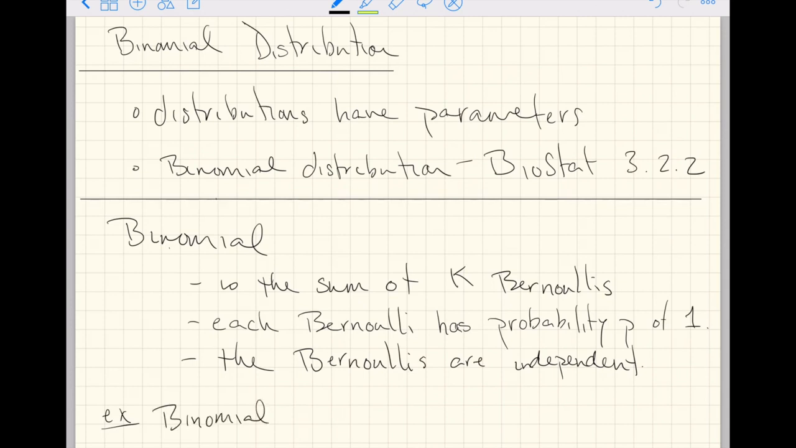A binomial distribution describes Bernoullis in batches. Let's rewrite the word batches so you know what I'm saying here. Batches of size k. So theoretically, you could have k flips of an unfair coin, and that would describe for us a new binomial distribution.